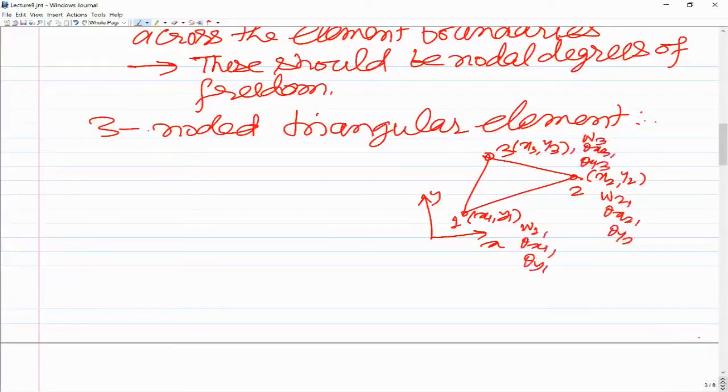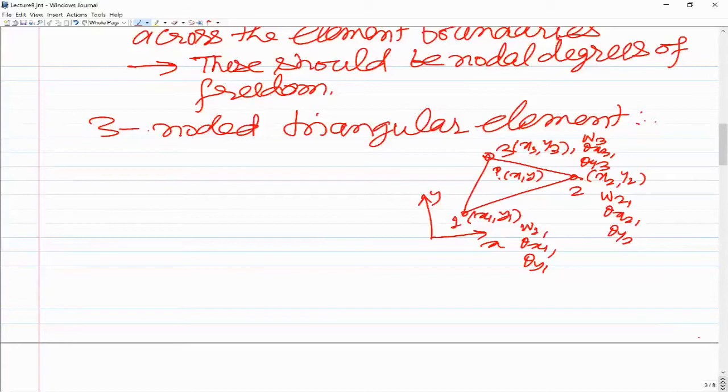So these would be degrees of freedom at the nodes, because these are the primary variables. Let us say we have any point P and its coordinates are x and y. Now, if we look at the integral functional, we require the first derivative of all the variables w, theta x and theta y.